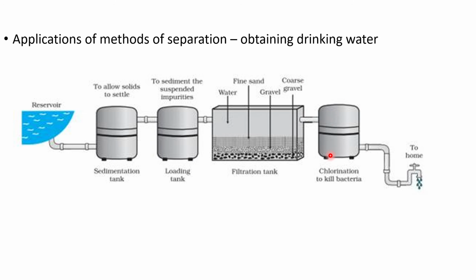Here what happens, the water is treated with chlorine. Chlorine is added into water, and this chlorine is responsible to kill the bacteria. So this is how by sedimentation, by loading, by filtration, we can separate impurities which is present in the water that is coming from reservoir, and this water ultimately reaches to our home. So this is an application. We learned methods of separation, and collectively we can use like this.